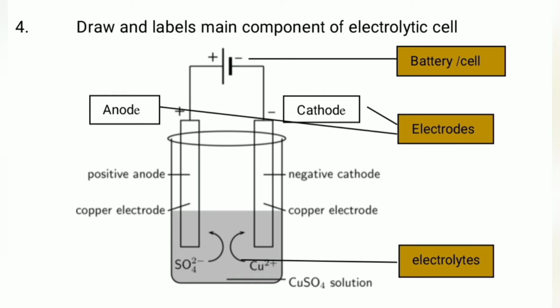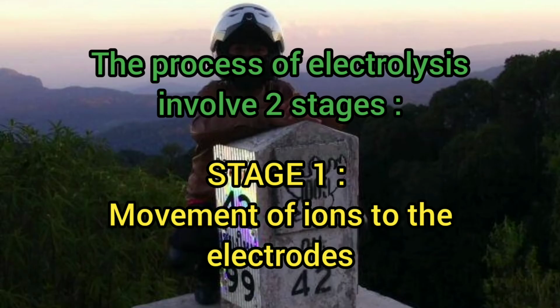An electrolytic cell consists of a battery, electrolytes that contain cations, meaning positive ions, and anions, meaning negative ions, and two electrodes. The process of electrolysis involves two stages. Stage 1, movement of ions to the electrodes. Cations, the positive ions, move toward the cathode, the negatively charged electrode. Anions, the negative ions, move toward the anode, the positively charged electrode.